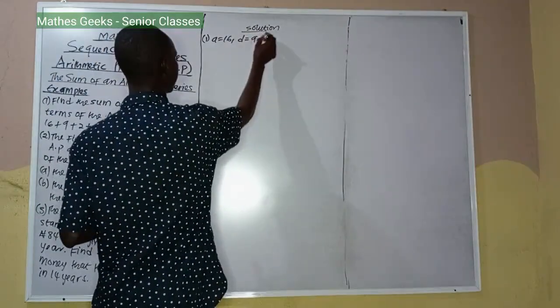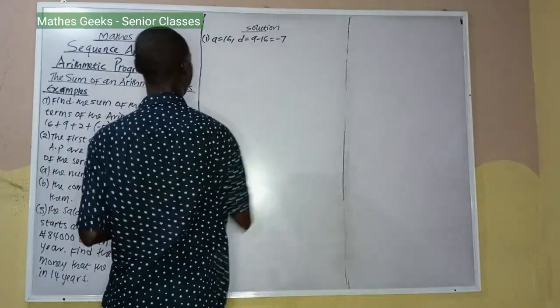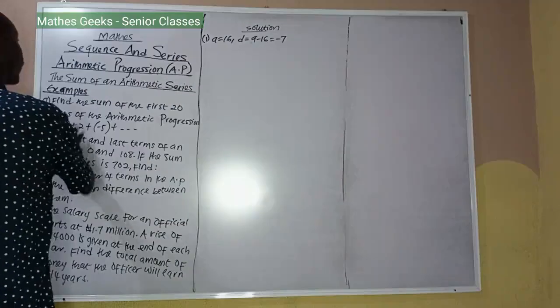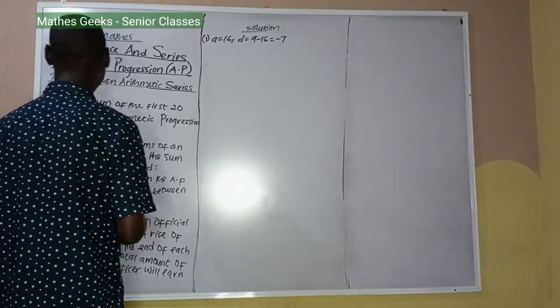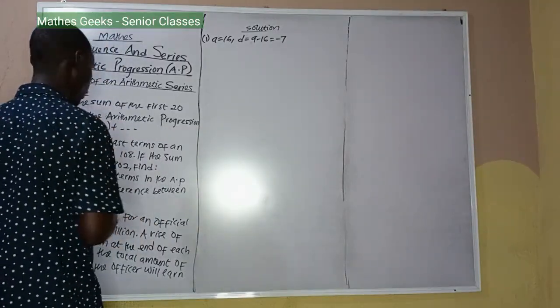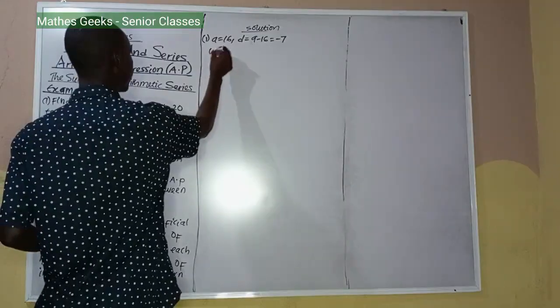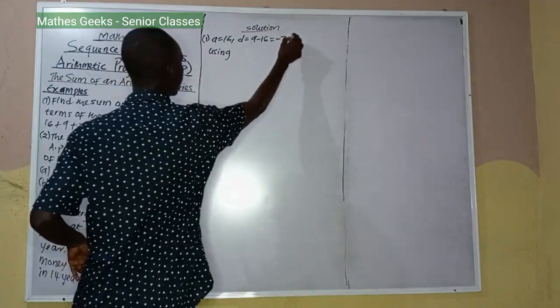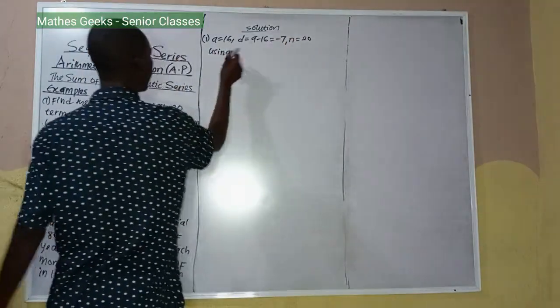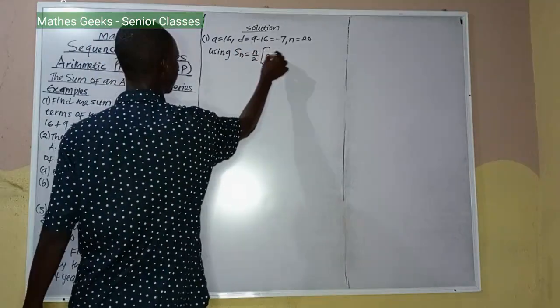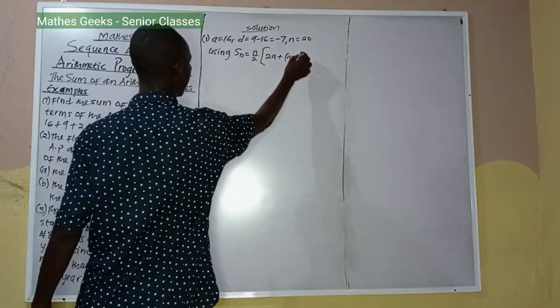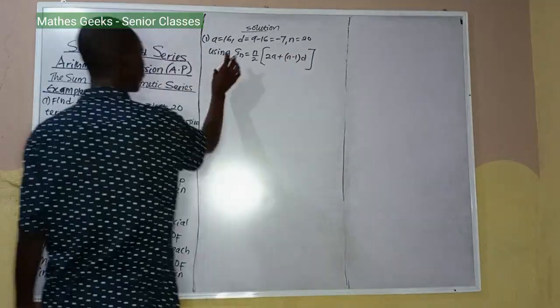And 2 minus 9 will also give us minus 7, so that's the common difference. Since the question says we should look for the sum of the first 20 terms, n is 20, so using Sn is equal to n over 2 times 2a plus n minus 1 times d.